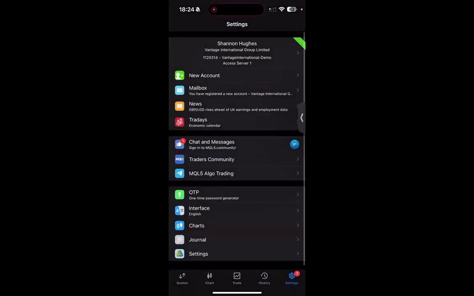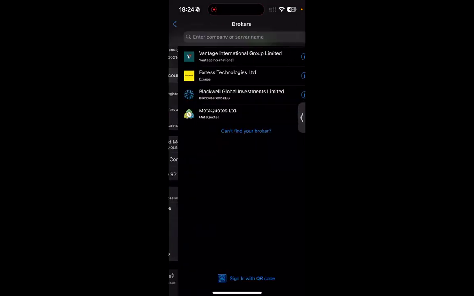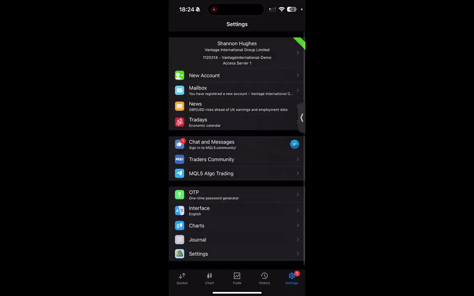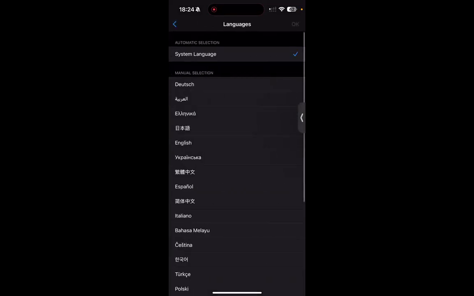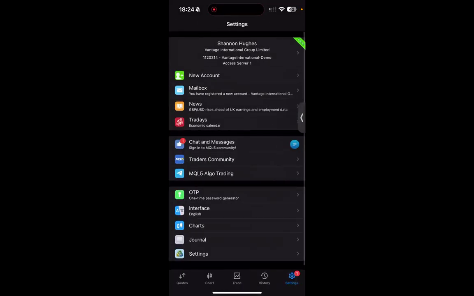Lastly is settings on the right hand side. Now this is just my demo account, which I play around in and teach on. So I don't mind if people see my details there, but this is where you can add a new broker account for new accounts. The rest of this you're most likely not going to use unless you want to change anything to do with the interface, like if you're wanting to change language, and so forth.